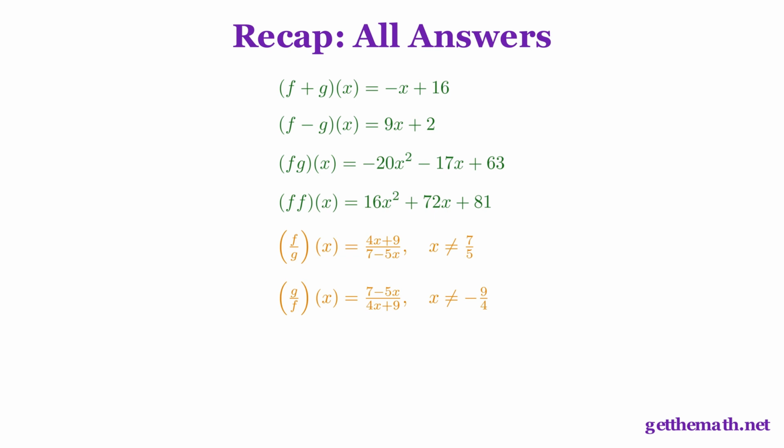F over g equals 4x plus 9 over 7 minus 5x. Domain excludes x equals 7/5. G over f equals 7 minus 5x over 4x plus 9. Domain excludes x equals negative 9/4.